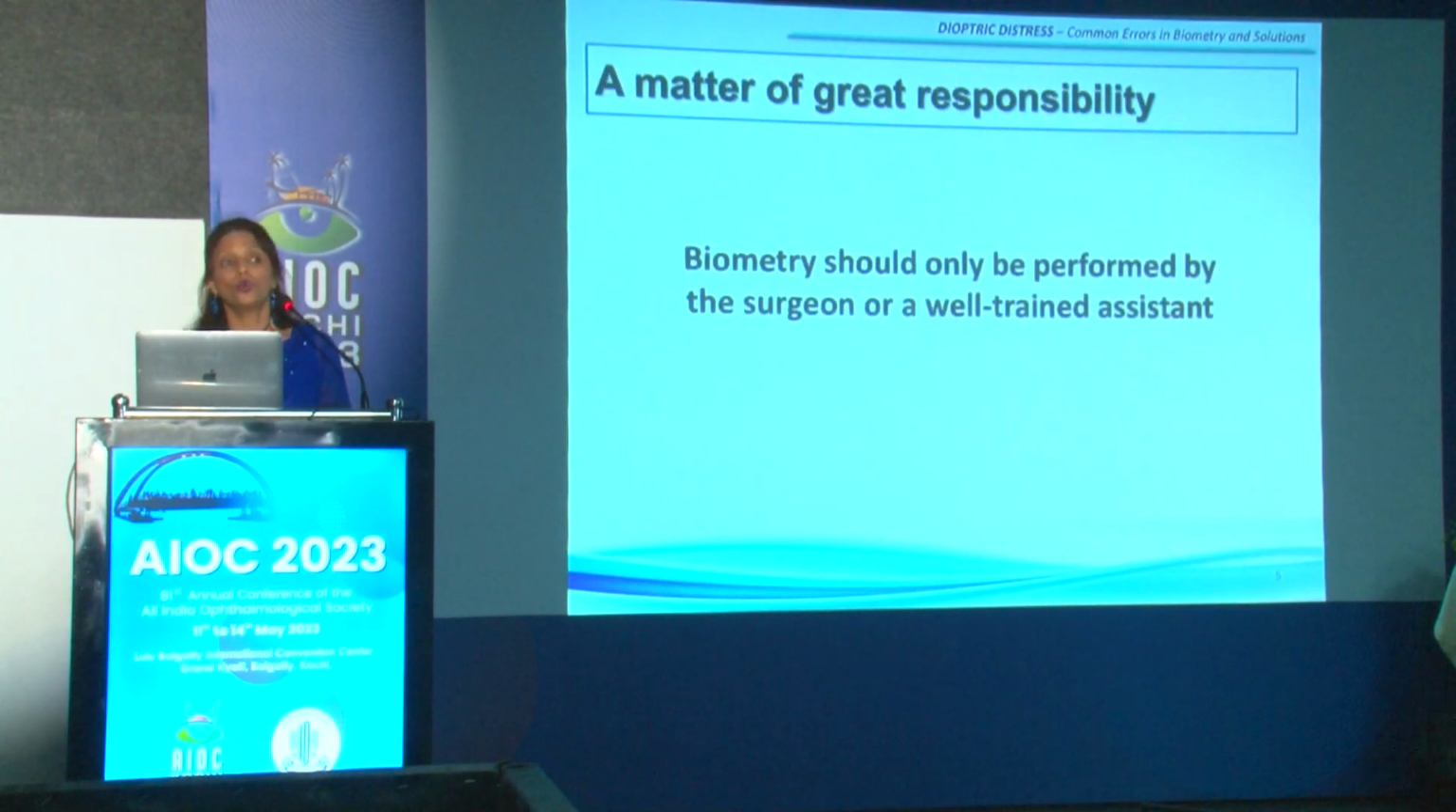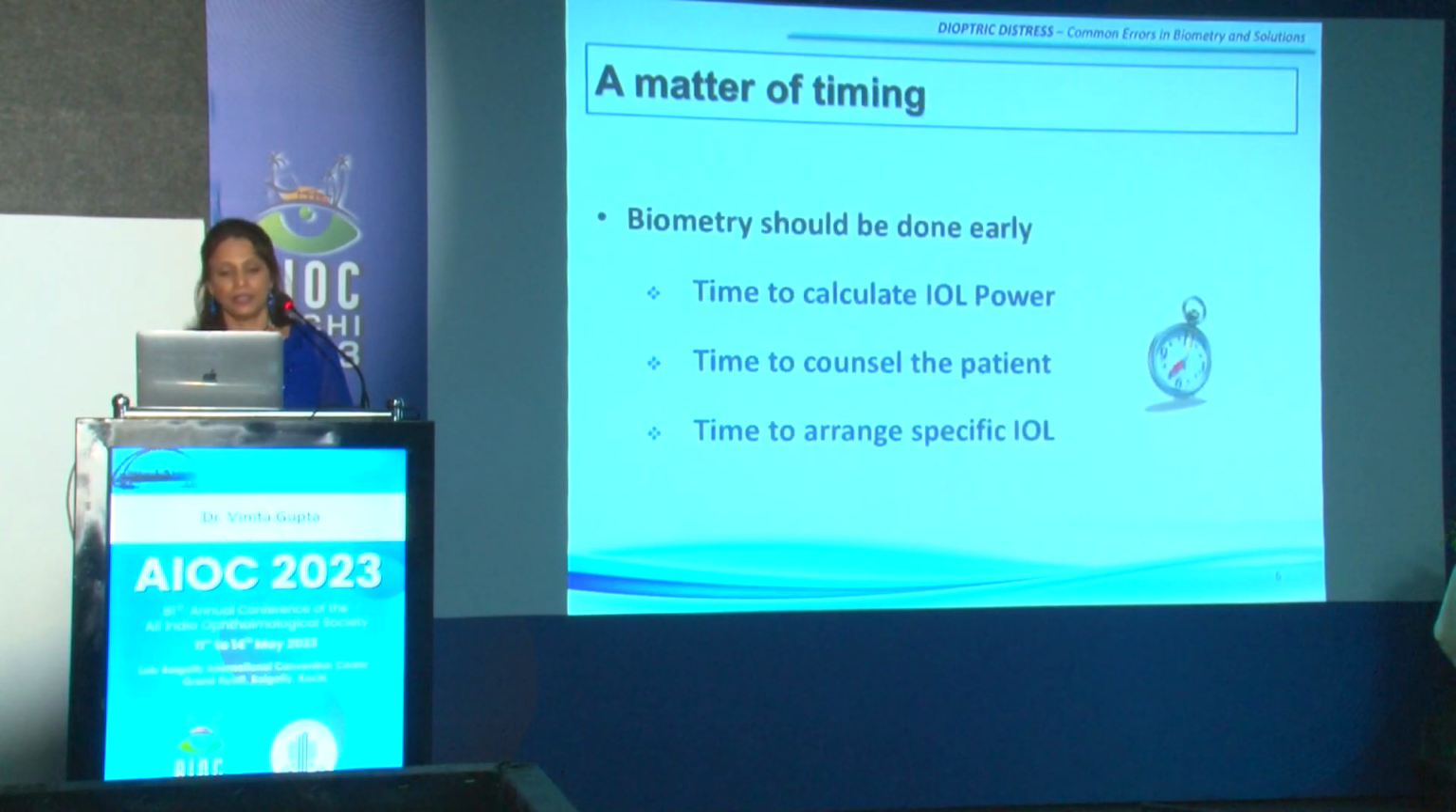So who should be doing the biometry? Remember, you are the surgeon, you are responsible for your patients. So ideally, you should be doing it for all your patients. But if you do not have the time, if you have a busy practice, ensure that your assistant, whoever is doing it for you, is well trained to pick up any anomalies and inform them to you, or is able to take care of all the parameters or the machine related fallacies or the calculation related fallacies which may arise.